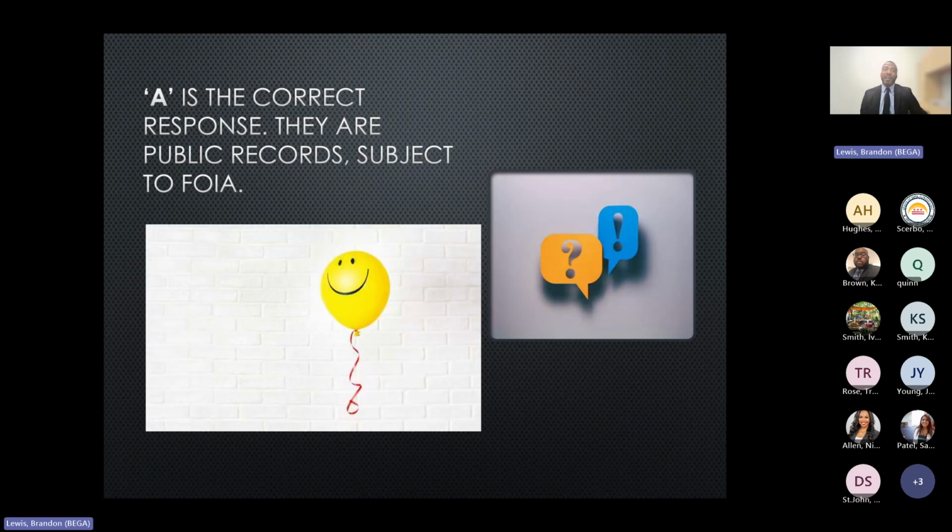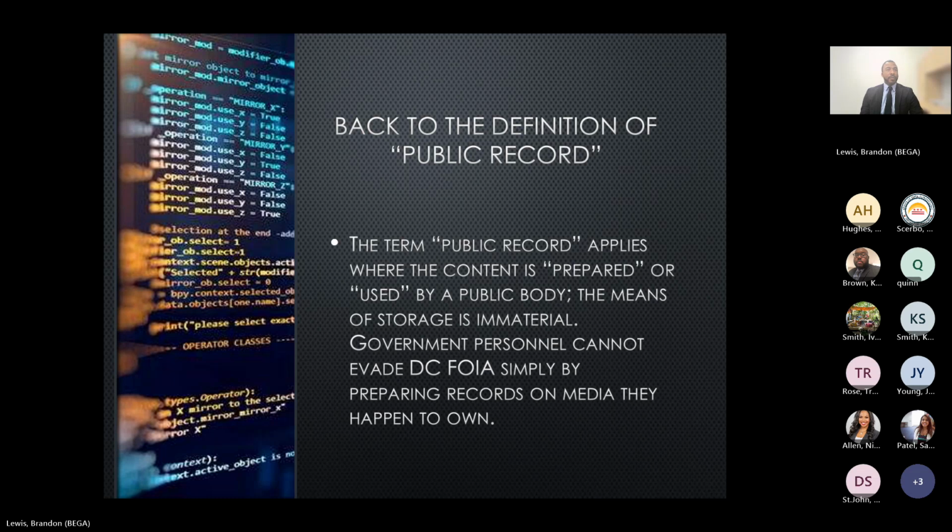And if you picked A, you are correct. They are public records subject to FOIA. Now we're going to come back to the definition of a public record. The term public record applies where the content is prepared or used by a public body. The means of storage is immaterial. Government personnel cannot evade DC FOIA simply by preparing records on media that they happen to own.